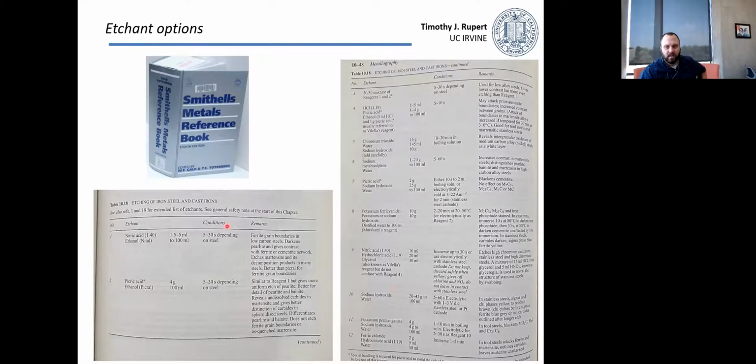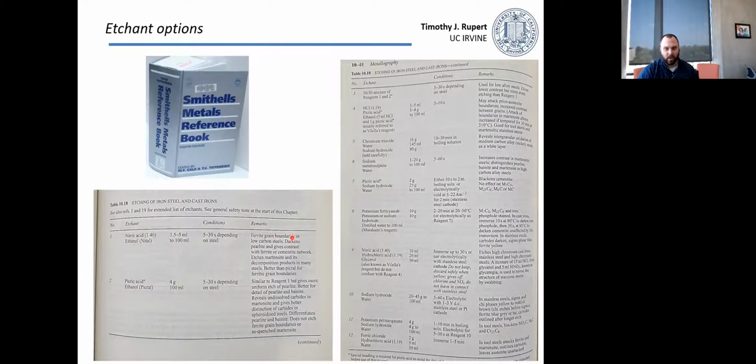The first two that it mentions are what's called nital, which is nitric acid plus ethanol, and then what's called picral, which is picric acid and ethanol. So in both cases, it's mainly an alcohol, with some acid mixed in there. Okay. There are lots of other options, which build on this and add more and more complexity. These higher number ones are really something if you have a very specific type of steel that you're interested in, rather than just a general low carbon steel that we care about. So we're going to look at these two first.